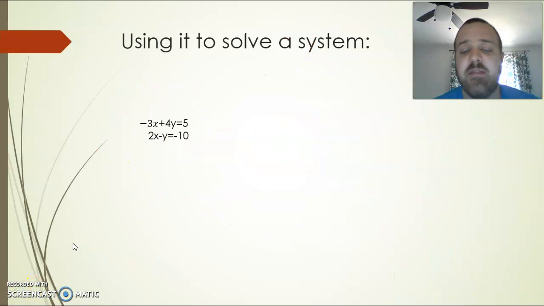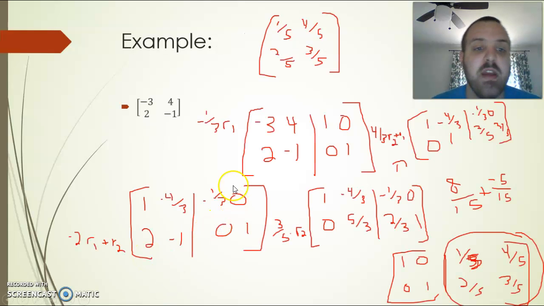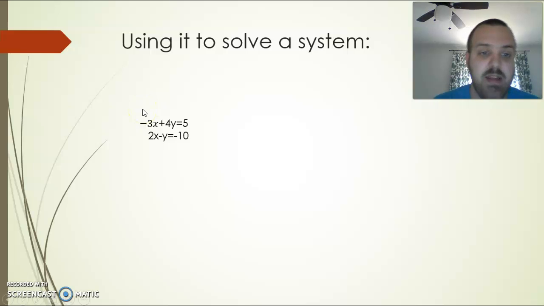Now you might be asking yourself, Mr. Guy, okay, we found an inverse matrix. What is the point of that? How is that helpful? Well, what we're going to do is we're actually going to be using the inverse to solve this equation that we have set up here. So you'll notice that matrix that we had back here, -3, 4, 2, -1, matches up with the coefficients that we have here.